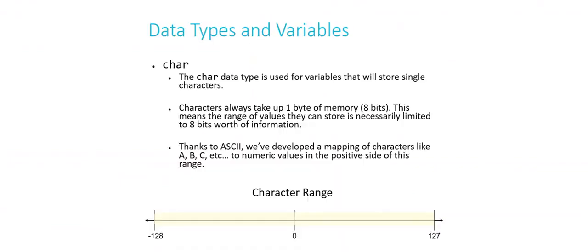What's next? Chars. Chars are used for variables that will store single characters. Char is short for character, and sometimes you might hear people pronounce it as car. Characters always take up 1 byte of memory, which is just 8 bits.